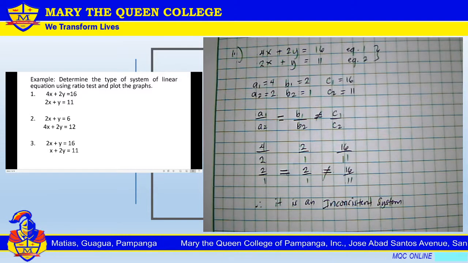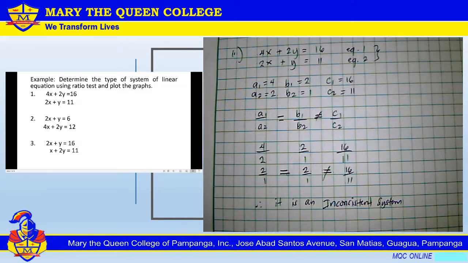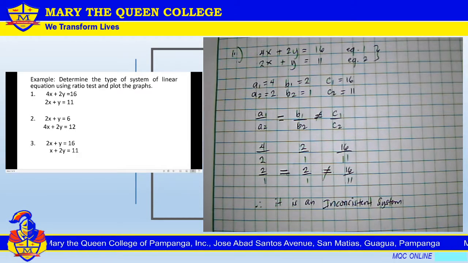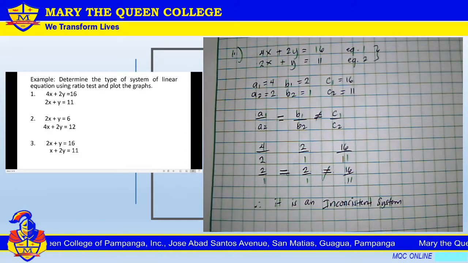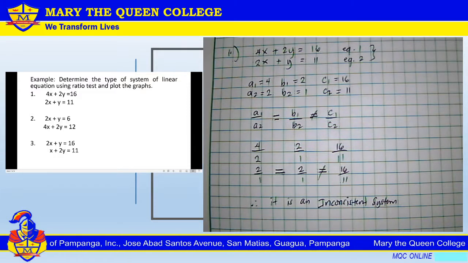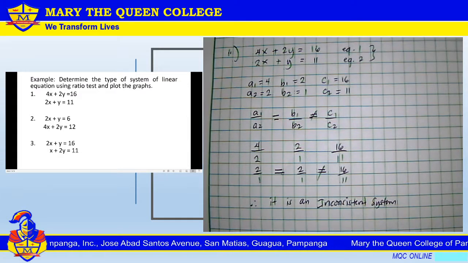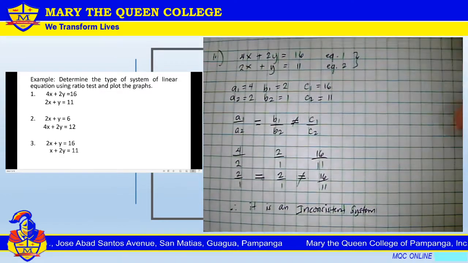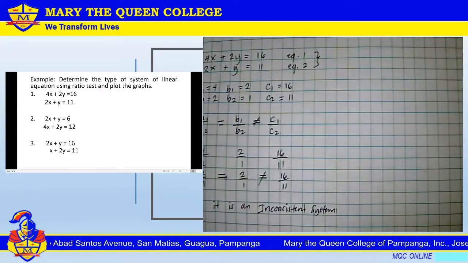So what do we mean by inconsistent? When we plot the graphs of this inconsistent system, we will only produce parallel lines. So there is no point of intersection. Okay, proceeding with the instruction, we are asked to plot the graphs. So how can we plot the graphs? Same as our previous lesson, we will determine the set of ordered pairs for both equations.